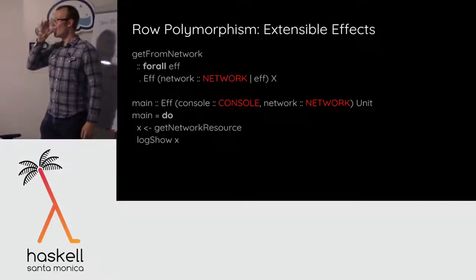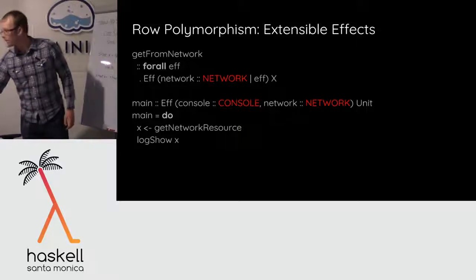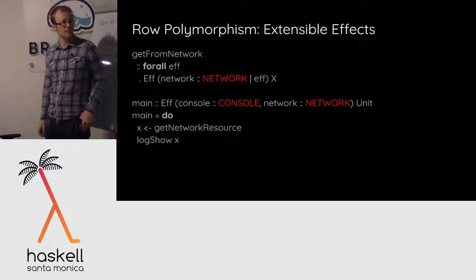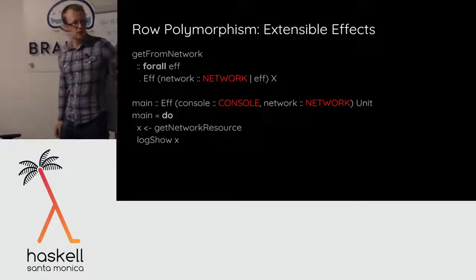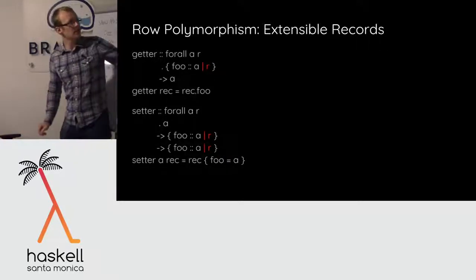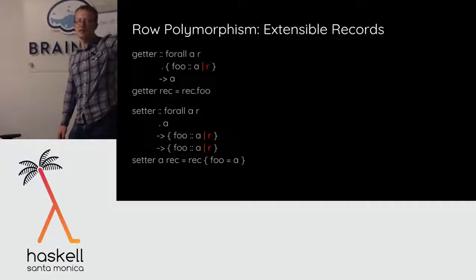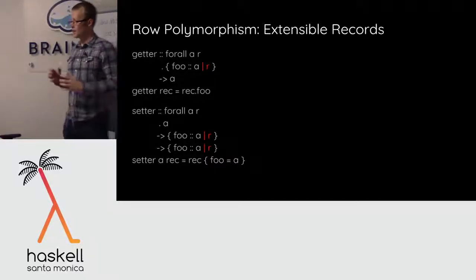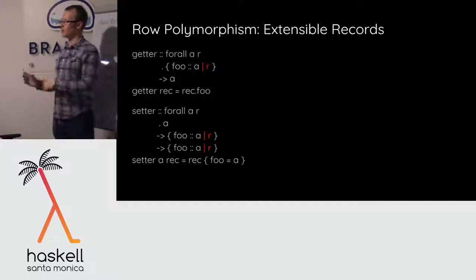The console has type console, network has type network. Yep. Pass to F. What is that structure? Yep. So notice here you have curly braces, right? This is syntactic sugar. It elaborates to a type constructor called record applied to a row.